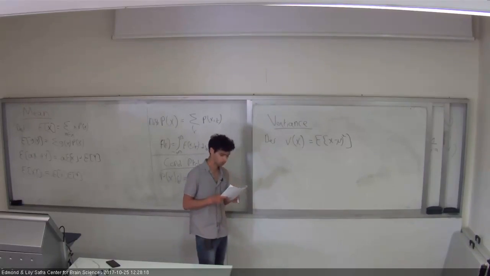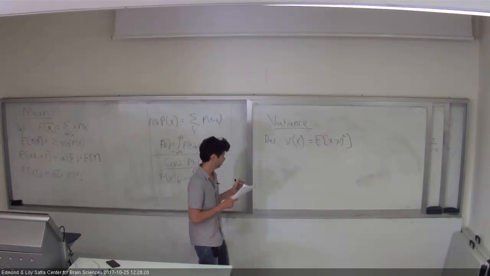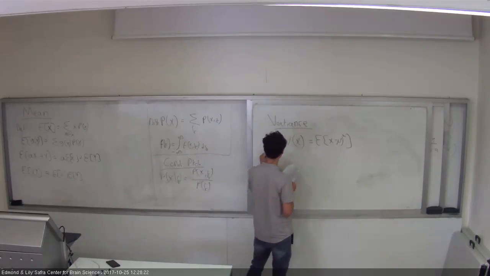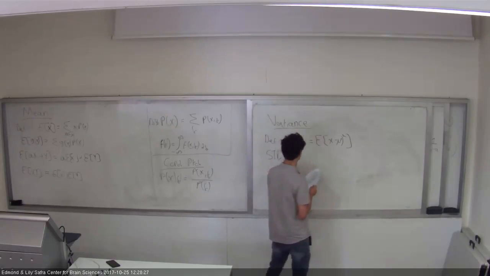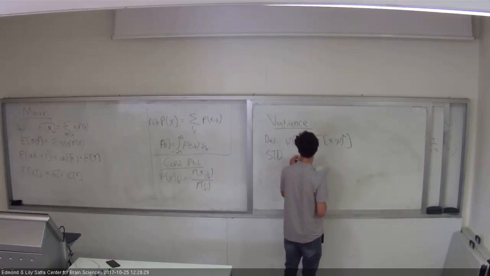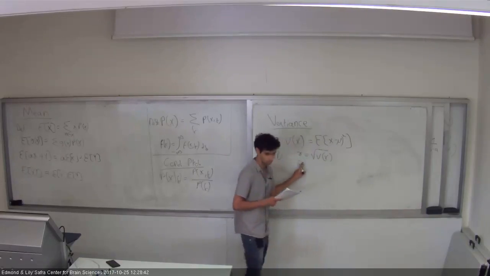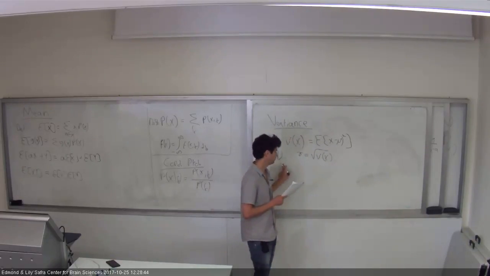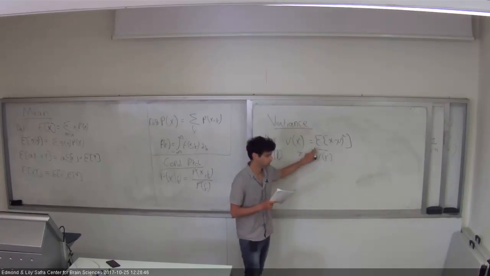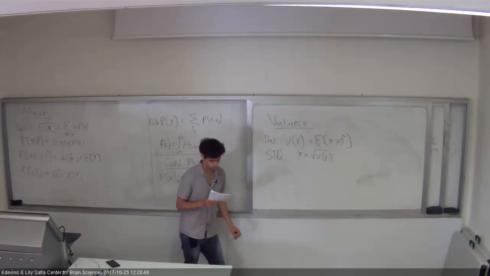And we can also define the standard deviation, or STD, which we also denote by sigma. It is just the square root of the variance. Okay? So the standard deviation is the square root of the variance, and this is the definition of the variance.